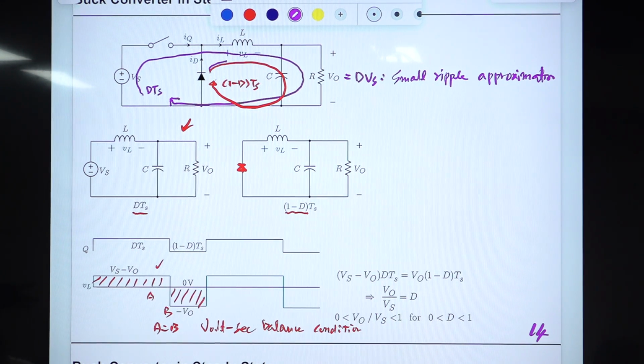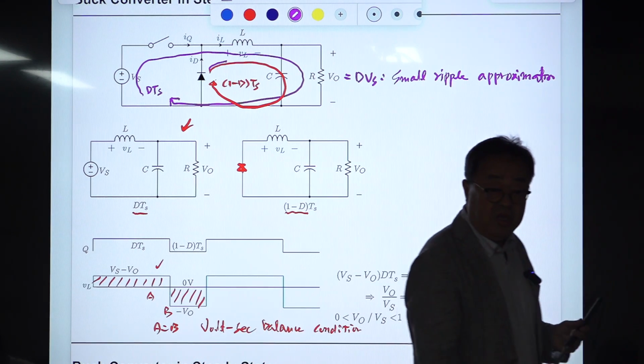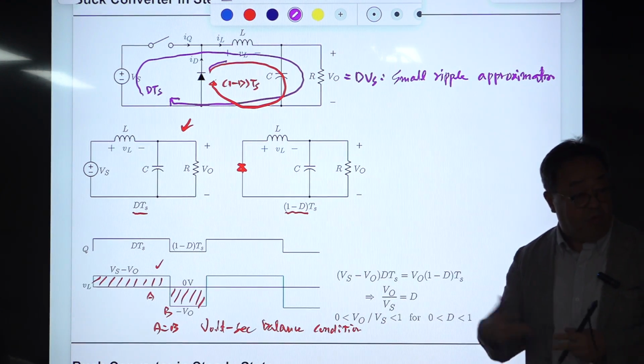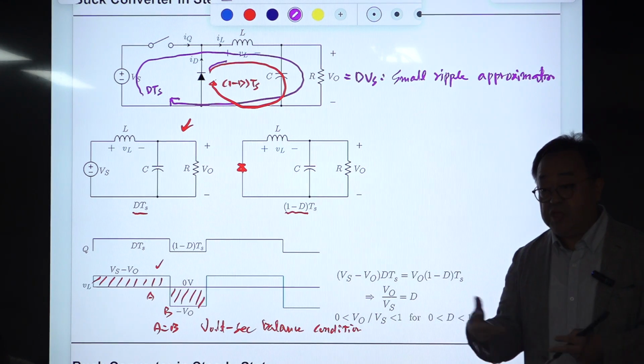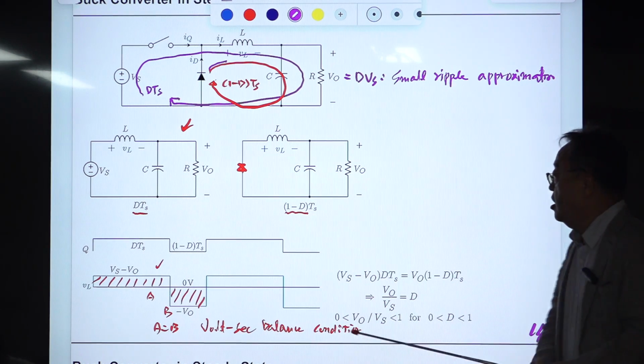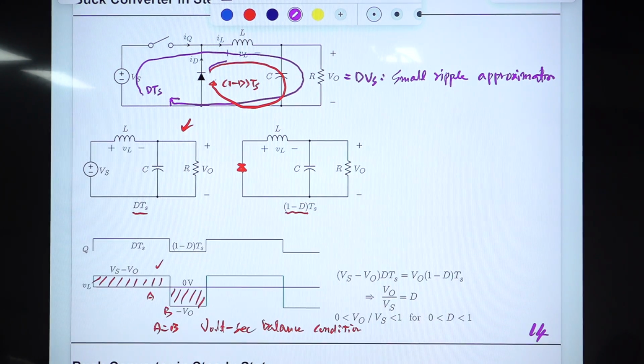Otherwise, you're in trouble. Okay? For all the PWM converters you are discussing in your class or in your research, there is a way of meeting this. Otherwise, your circuit won't work. Some disaster, some bad thing will happen. So a practical circuit should always meet this volt-second balance condition.